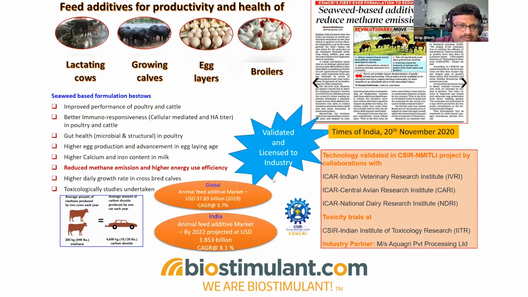Better immunoresponsive cellular mediated as well as HA titer immune modulation in poultry and cattle. We have found that gut health, both microbial and structural gut health in poultry, is improved. Higher egg production and advancement in egg laying age. In case of milch cows or the dairy animals, although the milk quantity is not increased, we get a higher calcium and iron content in the milk.